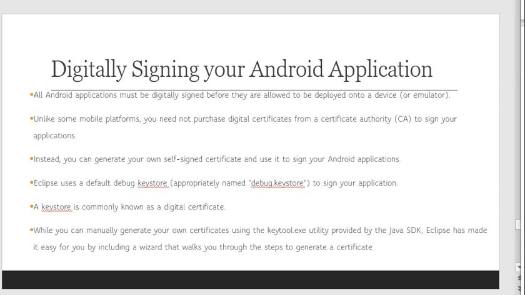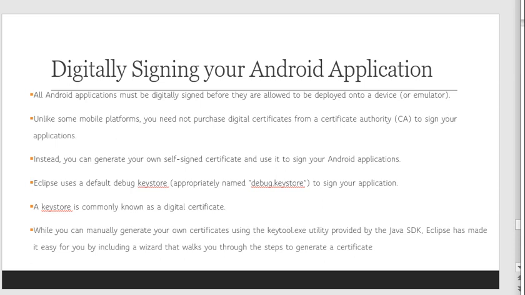While you can manually generate your own certificate using keytool.exe, which is provided by the Java JDK, Eclipse has made it easy for us by including a wizard. You just have to follow some steps, click on next, and generate a certificate. It's not anything like a tedious task. The steps are there, wherein you just click on to the next step.